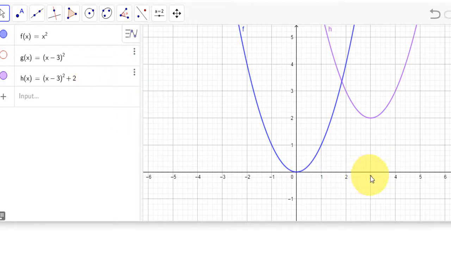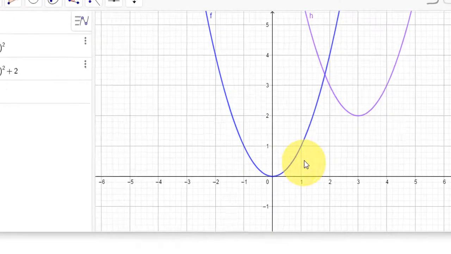I'm going to turn off the x shift, and now we know, for example, the vertex is here at 0, 0 for my parent function, and my final vertex is going to be where? 3 units to the right and 2 units up. Let's see. 1, 2, 3, and 1, 2 up. Now I know my vertex, and it's going to be true for all the points.